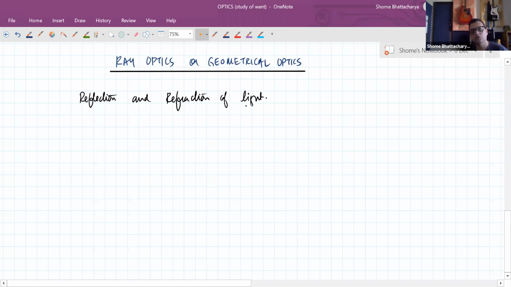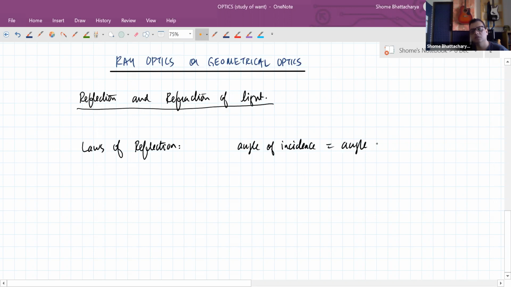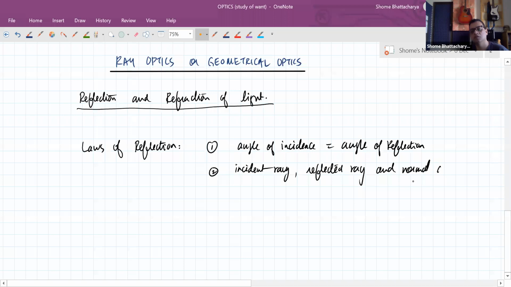So you already know the laws of reflection. That is, in any situation, the angle of incidence is equal to the angle of reflection. And the incident ray, the reflected ray, and the normal are coplanar. They lie in a common plane.